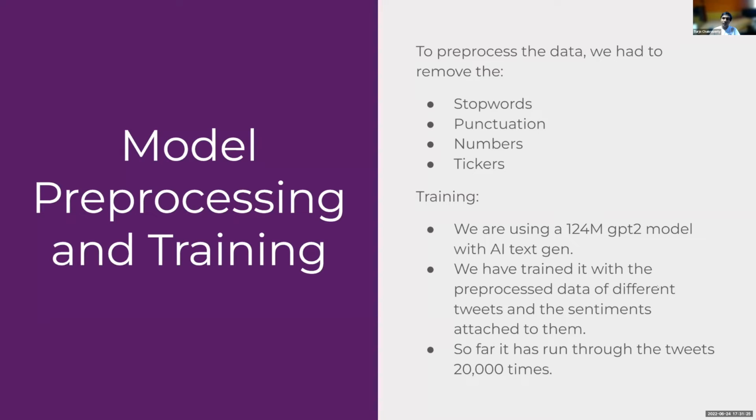And for our first model, when you would input a tweet, after pre-processing it, we would add a semicolon after it. And when it ran through the model, after the semicolon, it would output the tweet and sentiment that was tied to it.